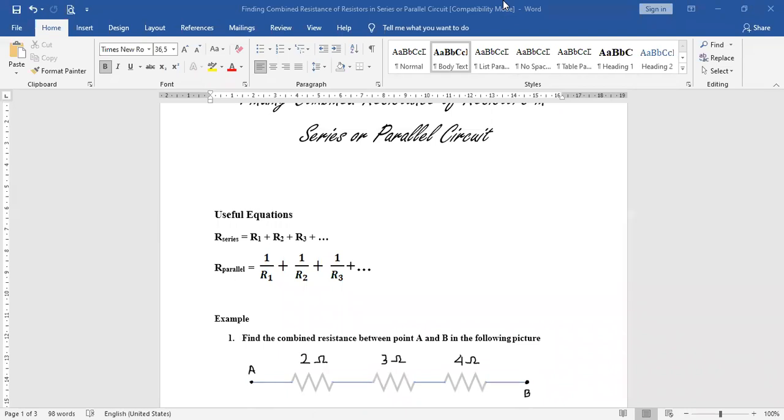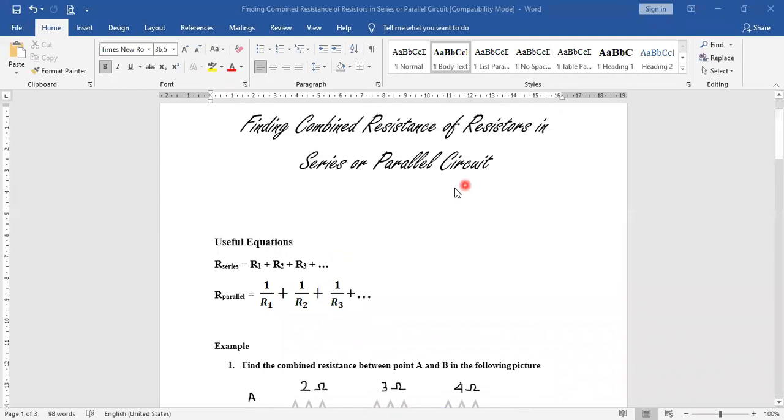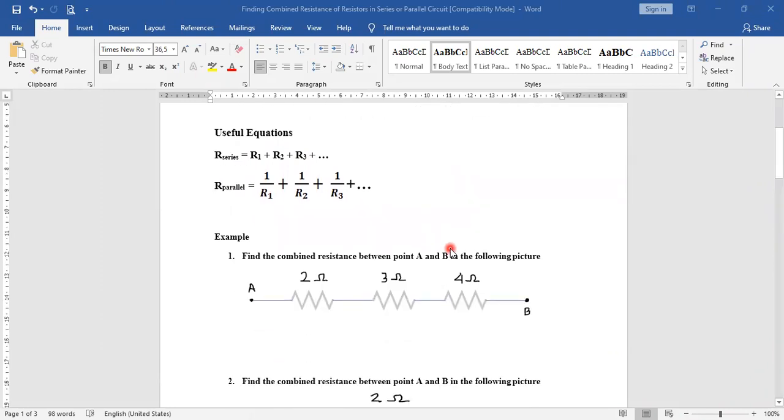So we have two useful equations that we can use. The first one is for series circuit. The second one is for parallel circuit. Okay, now let's take a look at the example. So I'm going to have the drawing. I'm going to write down the answer directly below the problem.